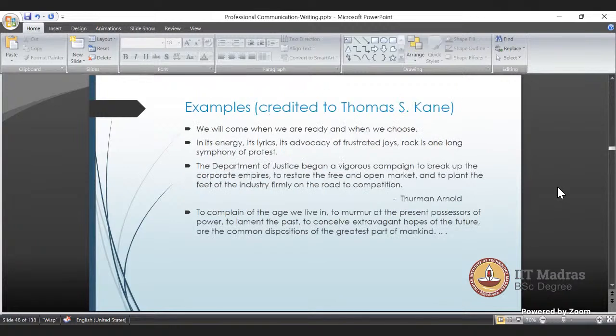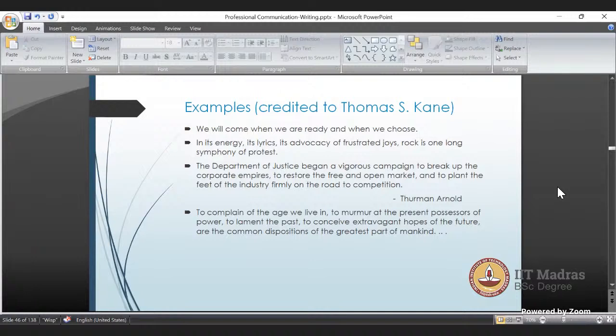Okay, examples. We will come when we are ready and when we choose. So the main idea here is about someone coming down, but they are dependent on two things: when we are ready and when we choose. So when we are ready and when we choose are the two parallel constructions there.